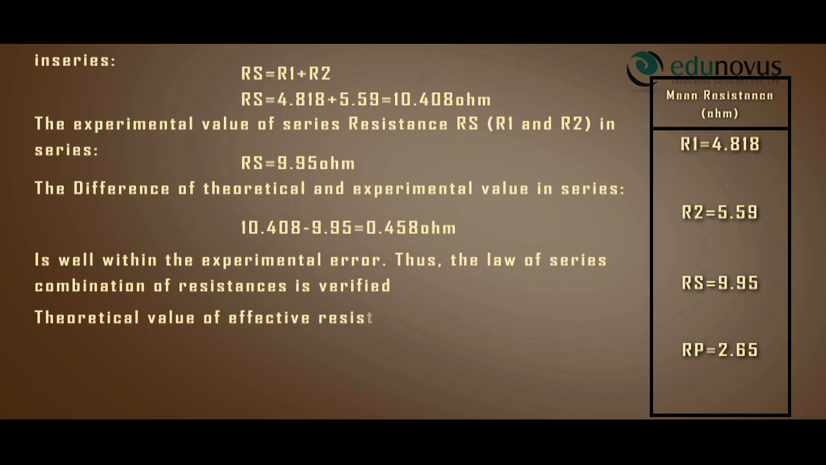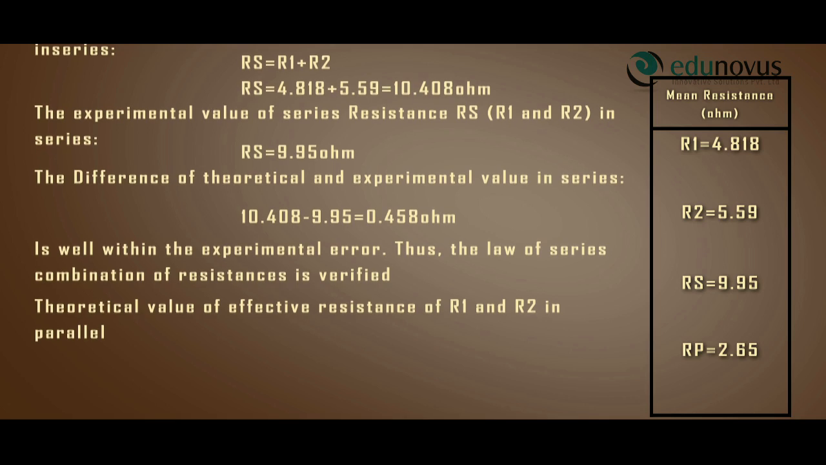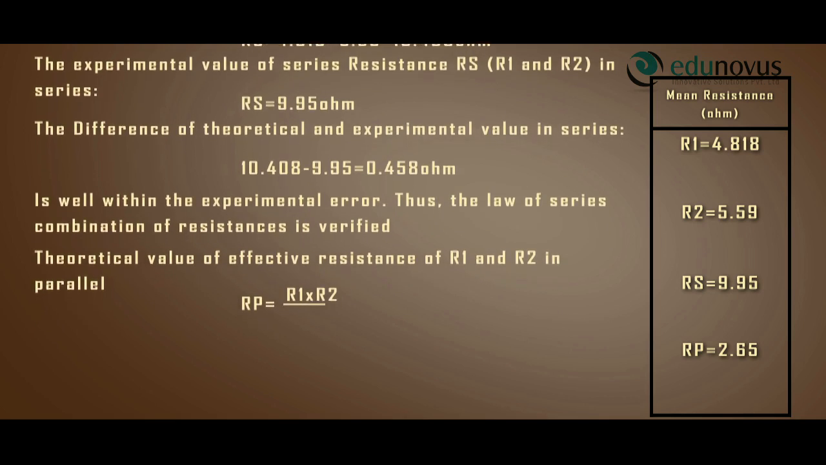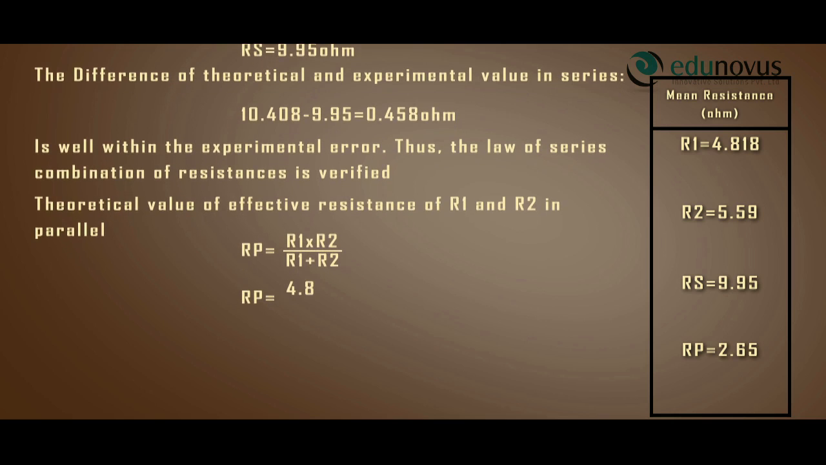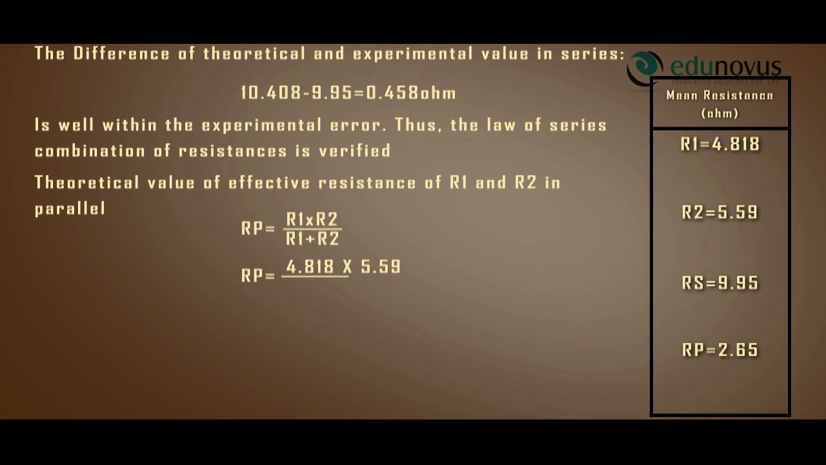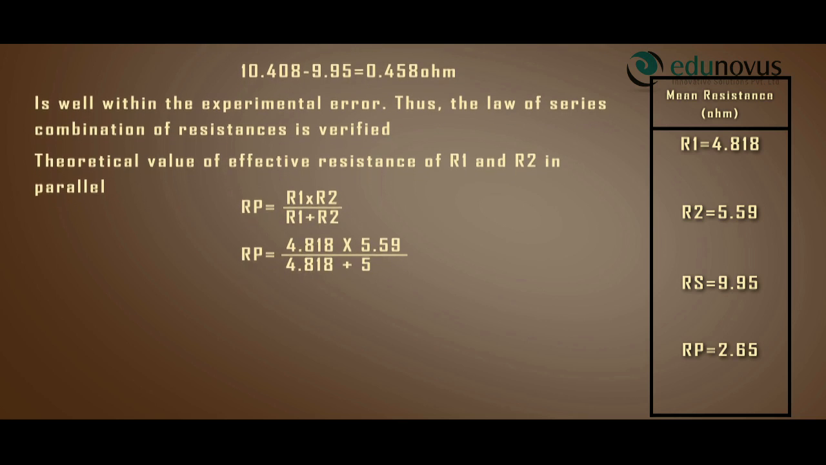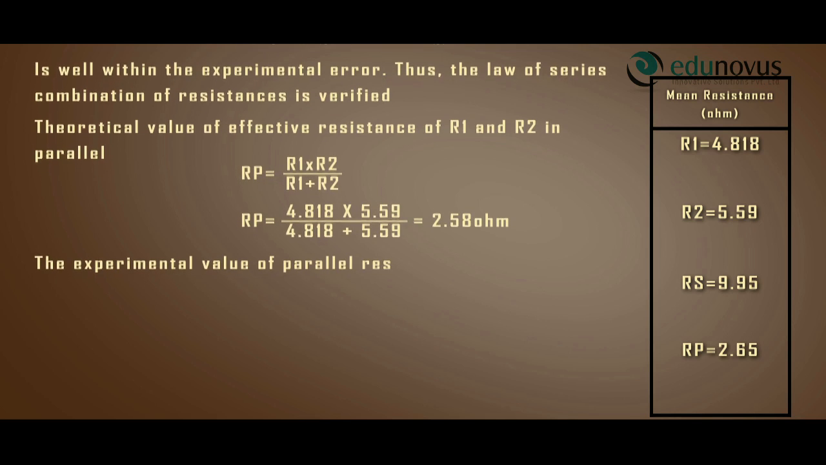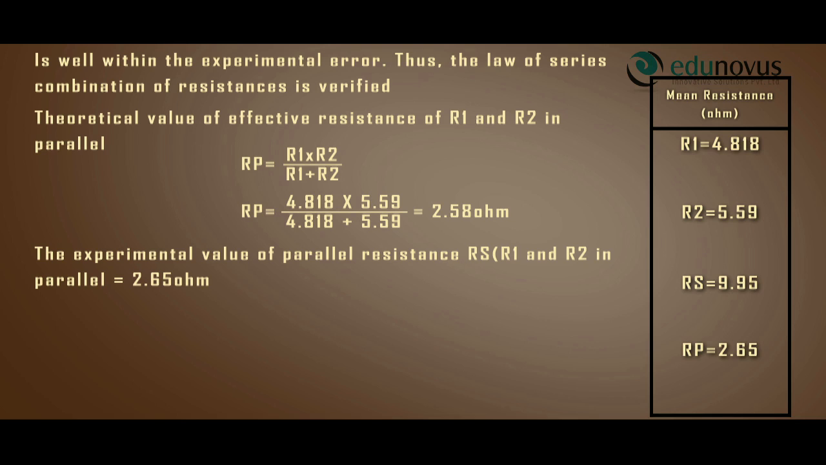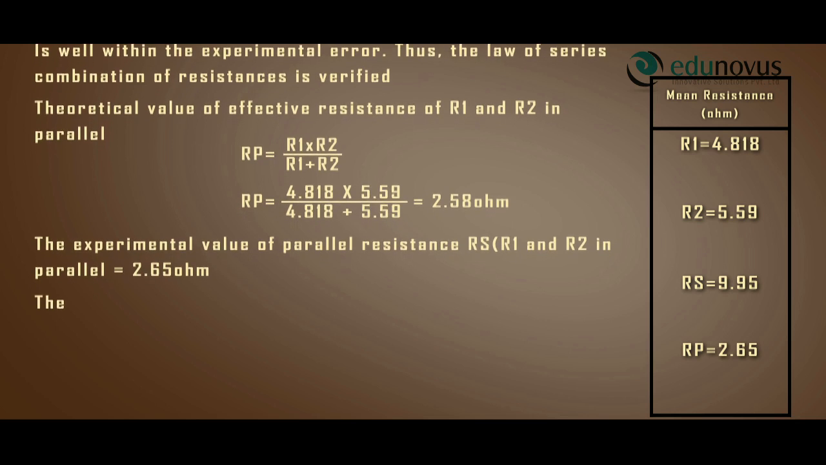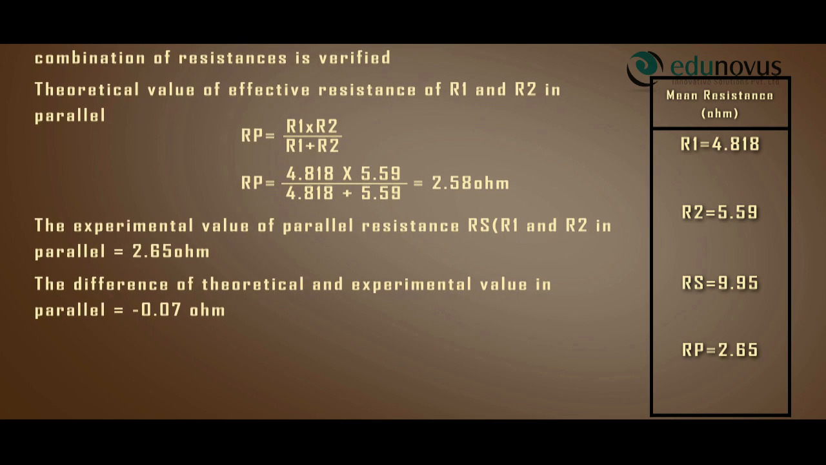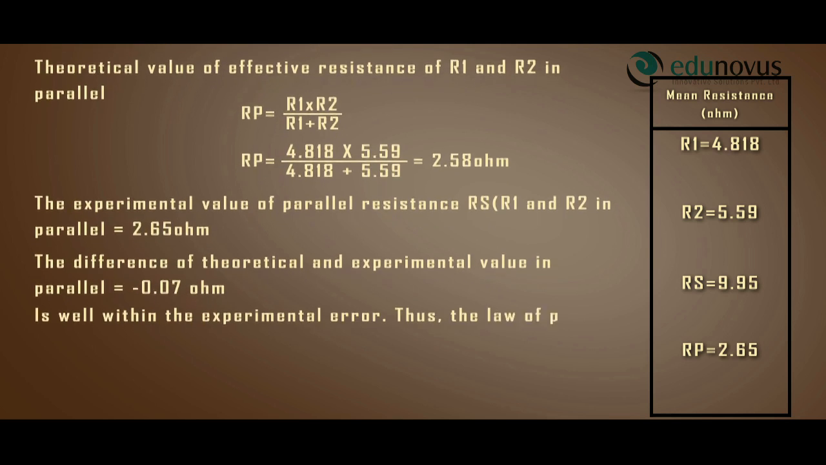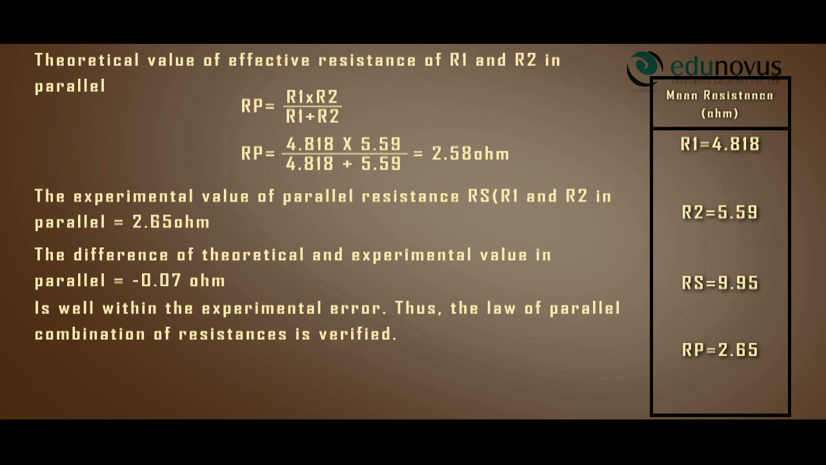Theoretical value of effective resistance of R1 and R2 in parallel, Rp is equal to R1 R2 by R1 plus R2, which is 4.818 into 5.59 divided by 4.818 plus 5.59, that is 2.58 ohms. The experimental value of parallel resistance Rp, R1 and R2 in parallel, is equal to 2.65 ohms. The difference of theoretical and experimental value in parallel is equal to minus 0.07 ohms, is well within the experimental error. Thus, the law of parallel combination of resistances is verified.